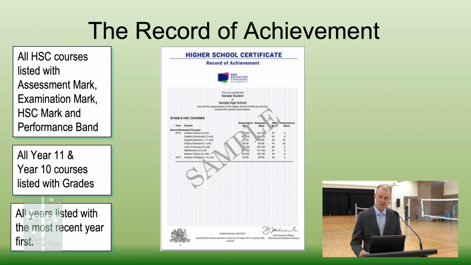On the screen you can see an example of the certificate that you might get at the end of HSC, and that's the way it will look, and that's your record of achievement. And that will also contain all of your Year 10 and Year 11 results as well. And you might remember back in Year 10, I warned you about this, that all results for the last 3 years of schooling are contained on your record of achievement when you leave school at the end of Year 12.